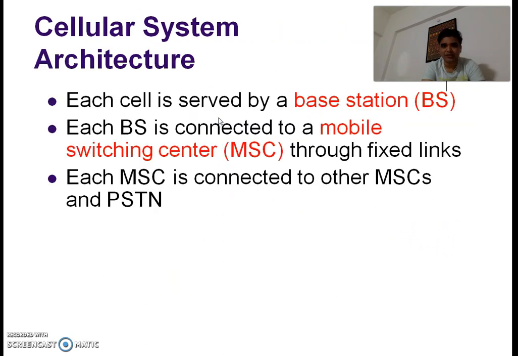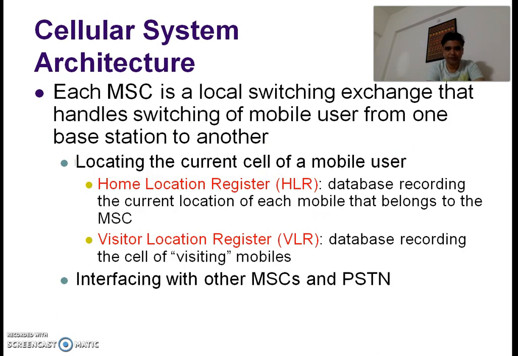So each cell is served by a base station. Each base station is connected to a mobile switching center through fixed links. Each MSC is connected to other MSCs and the PSTN. Each MSC is a local switching exchange that handles switching of mobile users from one base station to another. We are mobile, I can move around. If I am on a call, I am still allowed to move. That is the use of a mobile station.